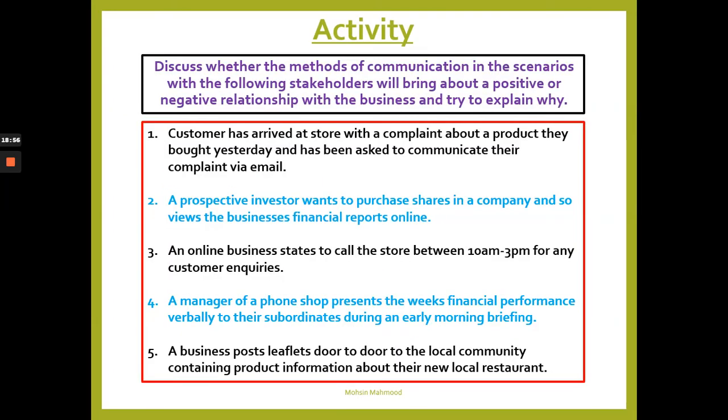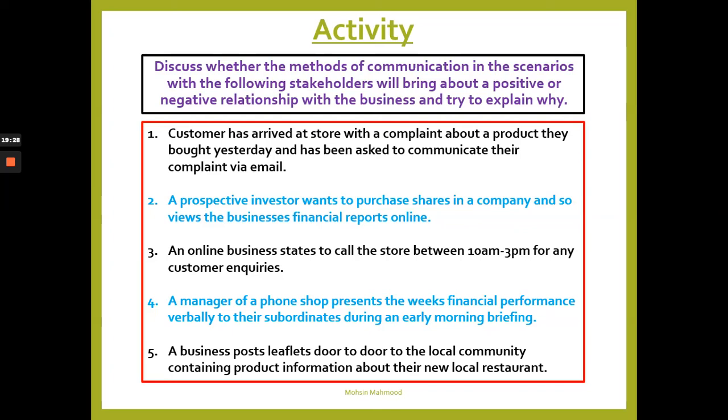Okay, so we've got an activity here. It says to discuss whether the methods of communication in the scenarios below with the following stakeholders will bring about a positive or negative relationship with the business, and try to explain why. So you've got 5 scenarios there. You need to read through them and just simply state whether you think this will bring about a positive or negative relationship, and try to explain it as well. I'll give you time now to pause the video and answer those questions.